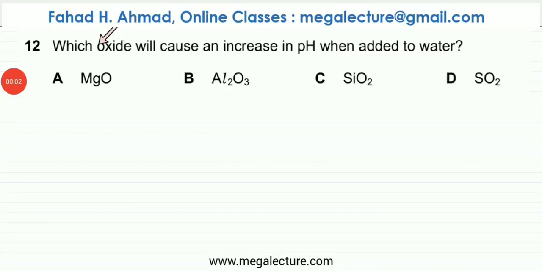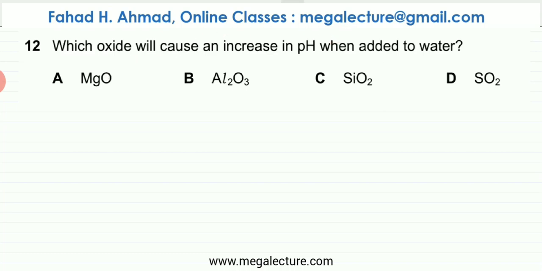The following question reads: which oxide will cause an increase in pH when added to water? The options are magnesium oxide, aluminium oxide, SiO2 and SO2. I'm going to discuss one by one what's going to happen when they're added to water, and then figure out whether the pH is going to increase or not.